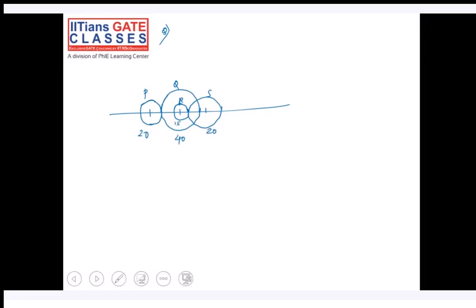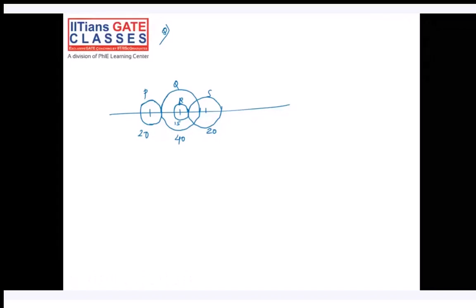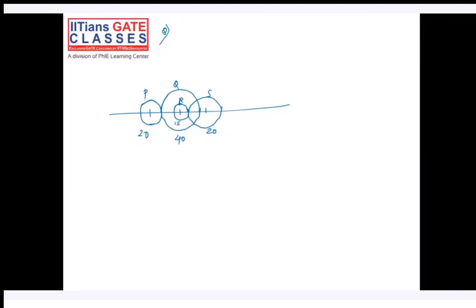Gears Q and R are mounted on the same shaft, as you can see in this figure. The diameter of gear Q is twice that of R. Apart from this, what else is given to you? The diameter of gear Q is twice that of gear R.